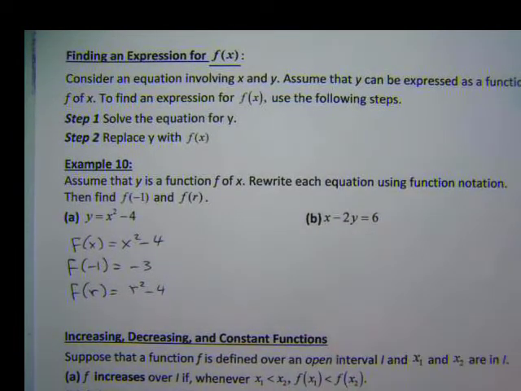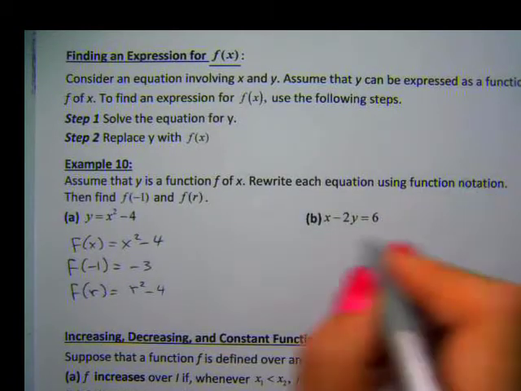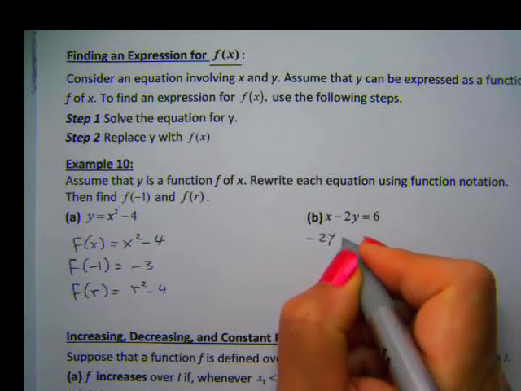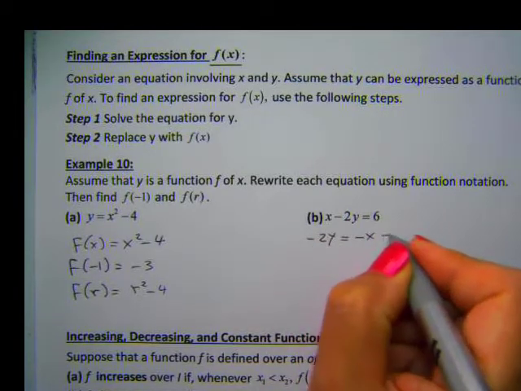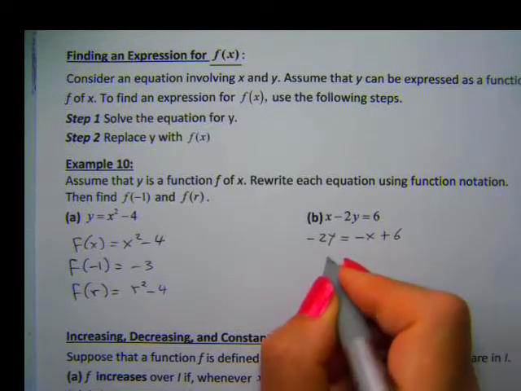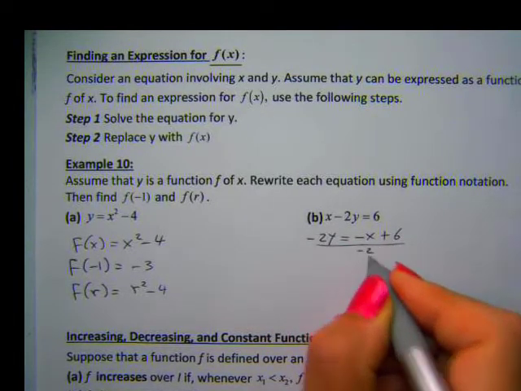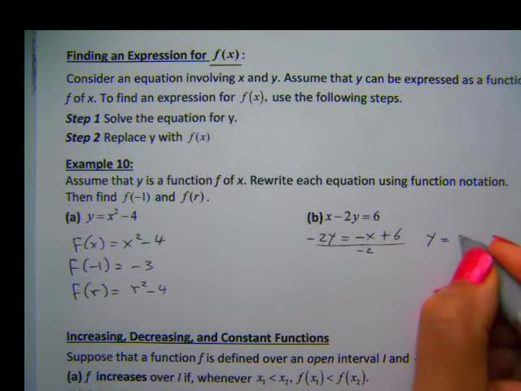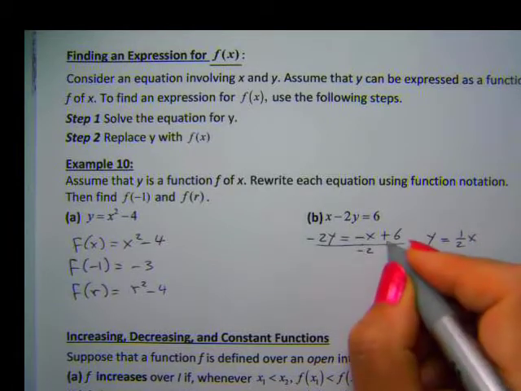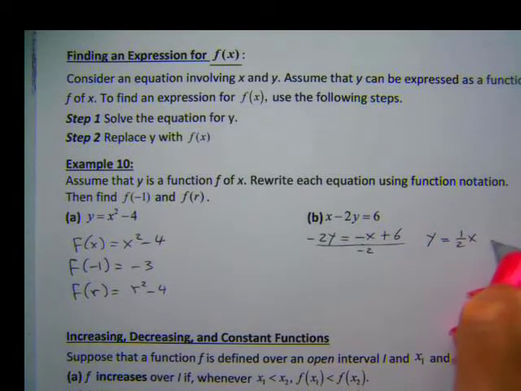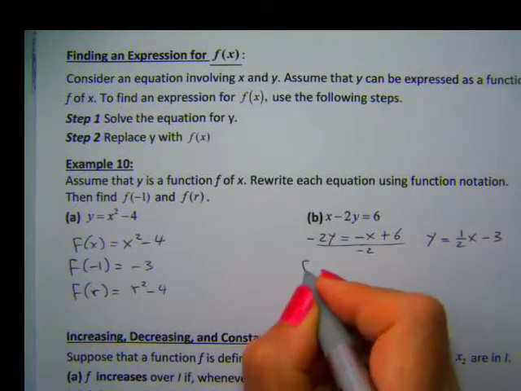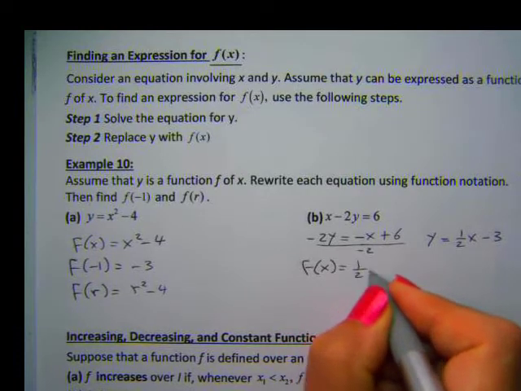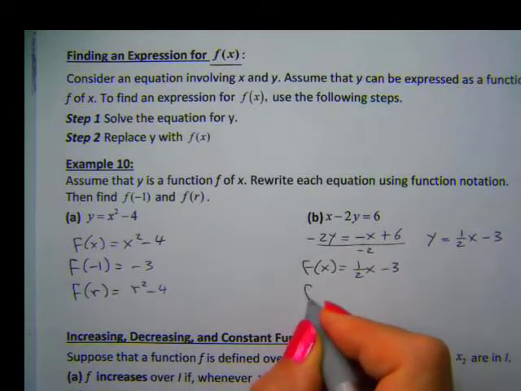For this one, it's not solved for y, so let's go ahead and solve for y. So let's subtract x from both sides first. So negative x plus 6. Then divide by negative 2 to get y is equal to negative divided by negative is positive 1/2 x. Positive divided by negative is negative 3. And now we can rewrite, instead of y, f of x is equal to 1/2 x minus 3.